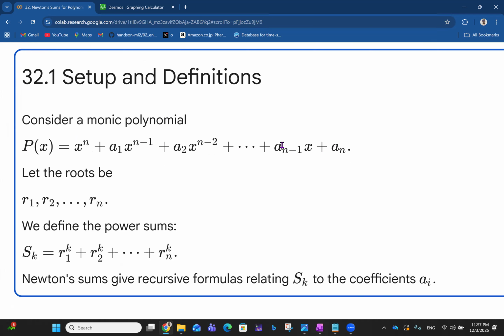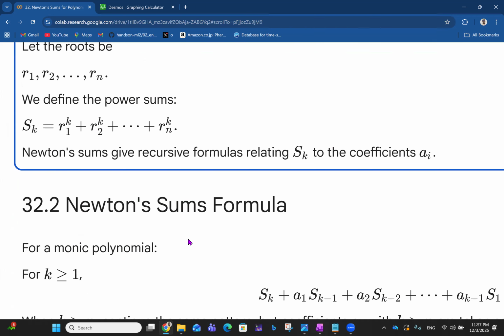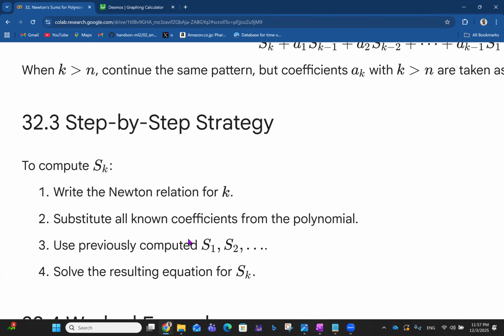So let the roots of this, of course, because it's a polynomial of degree n, the roots will be n too. So let the roots be r1, r2 up to rn. We define the power sums: Sk equals r1 raised power k plus r2 raised power k plus all of that up to rn raised power k. So Newton's sums give recursive formulas relating Sk to the coefficients a1. So the Newton sums are actually the sums of these powers raised to power k. We'll find out what this is as we go on.